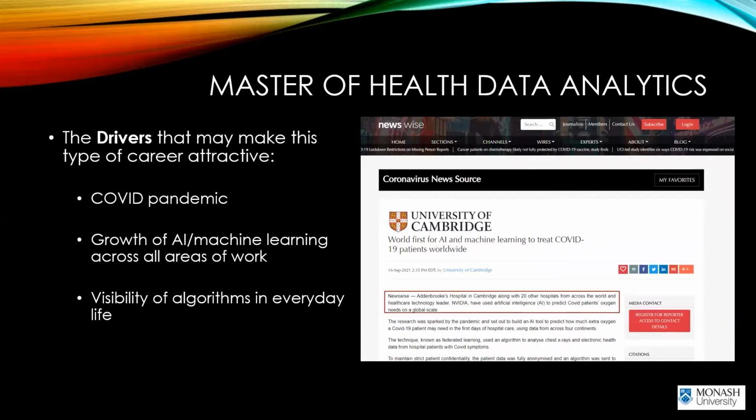Oh, I'm sorry. So the University of Cambridge published a research article in Nature Medicine outlining their use of artificial intelligence to predict COVID patients' oxygen needs on a global scale. Now, they used what was termed federated learning to analyse chest x-rays and electronic health records from hospital patients with COVID symptoms. So there's just a little snippet of what's happening in the academic world.